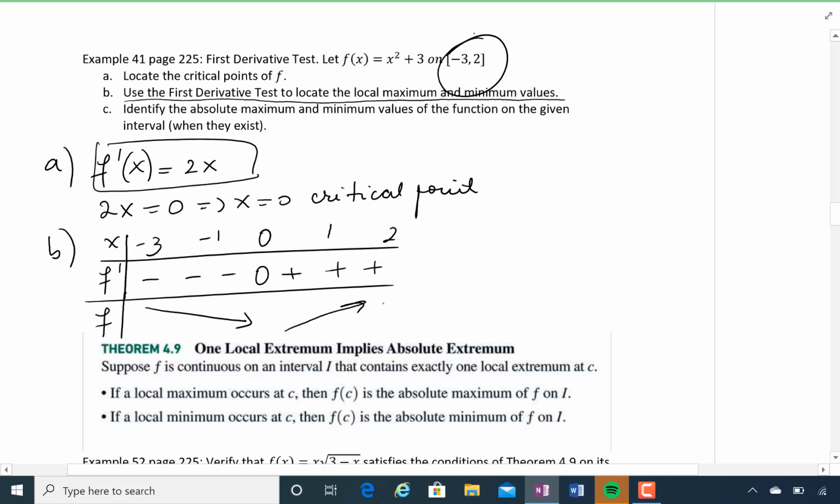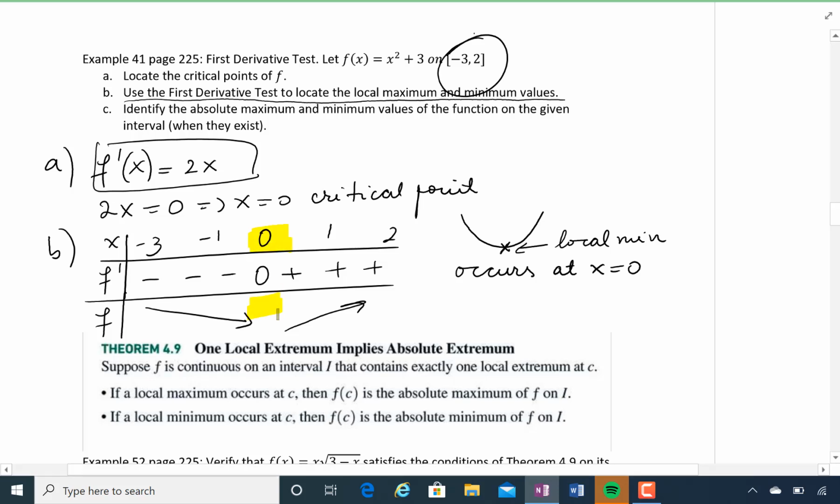So what does that mean? Well, if the function is decreasing and then it's increasing, it looks like a valley. So this point here is going to be a local minimum. And where is the minimum located? The local minimum occurs at x equals 0. I don't know the value, but I know for sure that it occurs at 0, right?